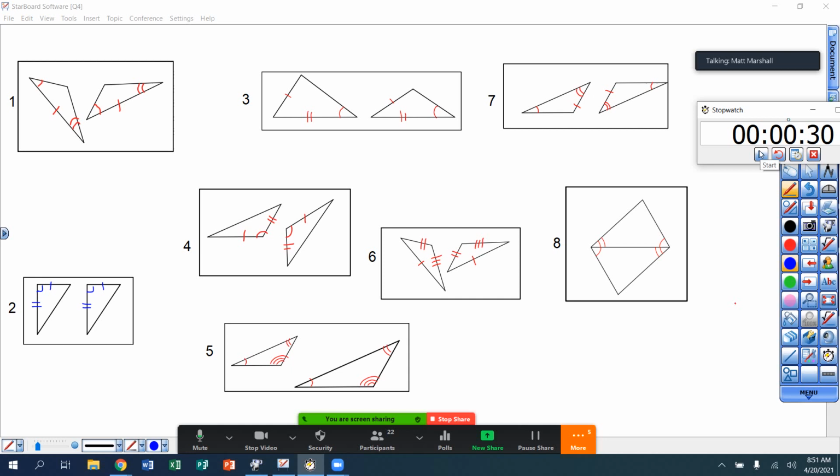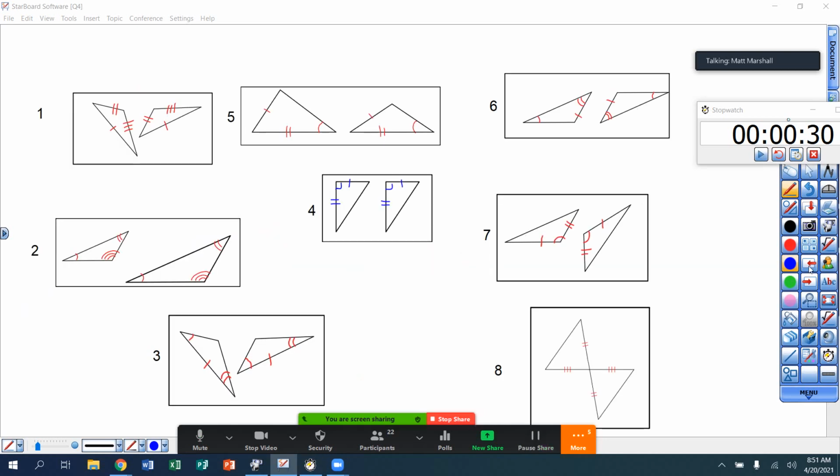All right. Harley, you out there? Harley? Yep. Ready? All right. Take it away, Harley. Side, side, side. Good. Angle, angle, angle. Good. Angle, side, angle. Good. Side, side, angle. Good. Leg, leg. Good.